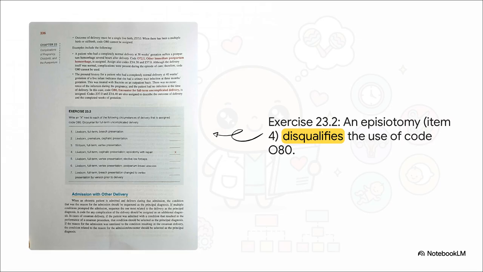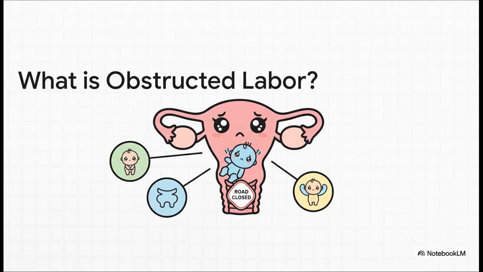But then you see those 3 little words, episiotomy with repair, and boom, that single intervention immediately means you cannot, under any circumstances, use the 080 code. So what happens when labor doesn't go so smoothly? Well, a common complication is something called obstructed labor. It's exactly what it sounds like. The baby is physically blocked from moving down the birth canal.